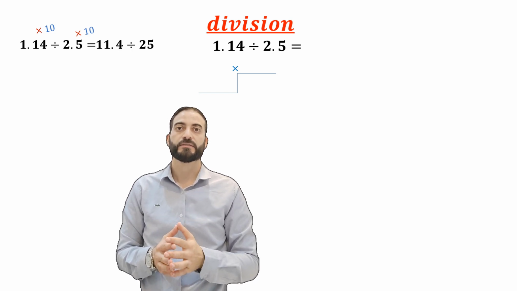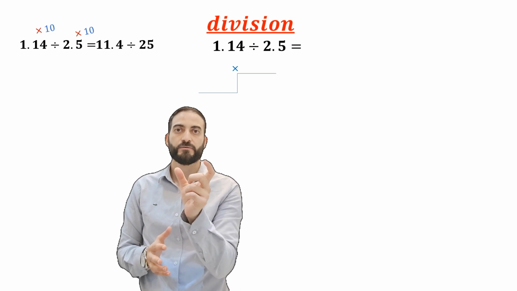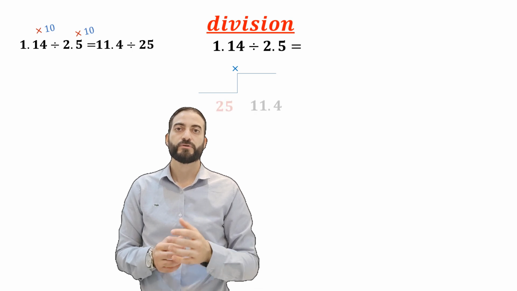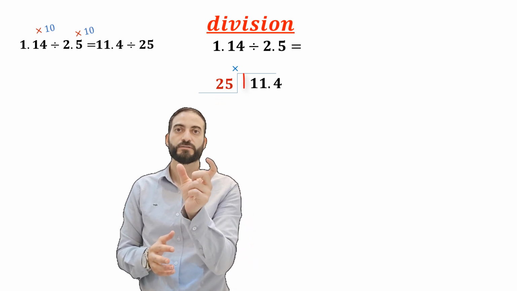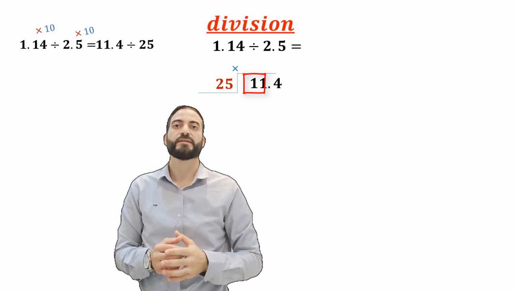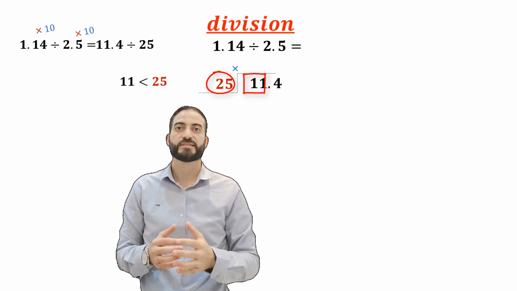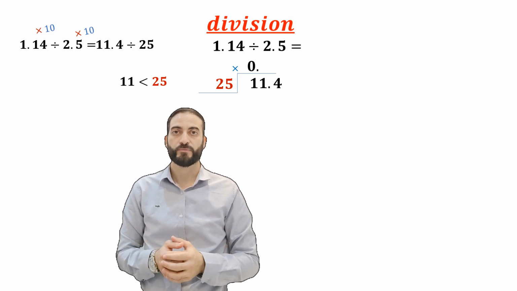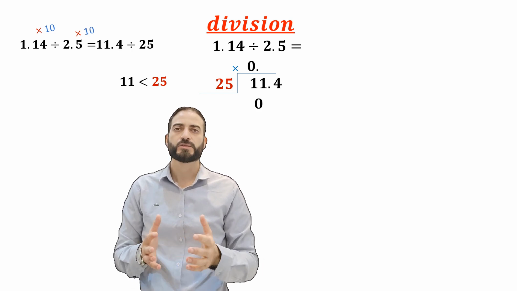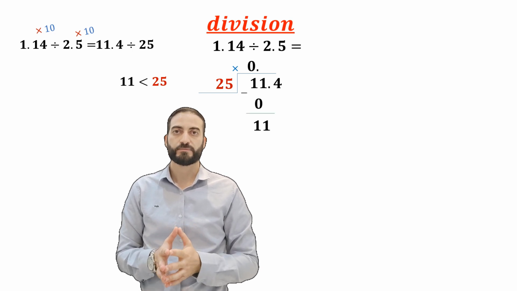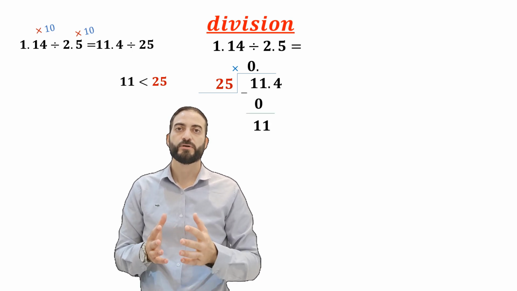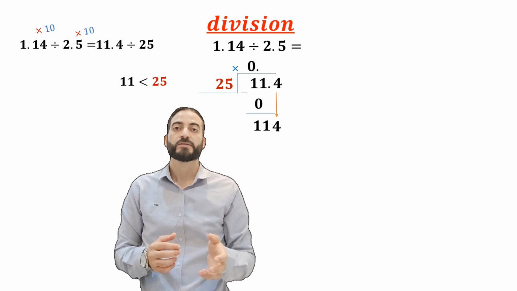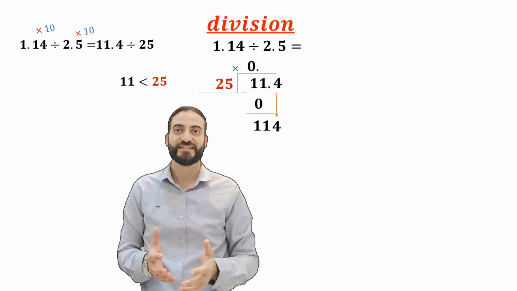We also notice that the divisor is now without a point. Now we start with the division process. Because the number before the point on the left is smaller than the divisor, we must put 0 here in the quotient, 0 point. Now we multiply 0 by 25, so we get 0. We do a subtraction, so we get 11. Because 11 is smaller than 25, we put this 4 here, so we have 114.